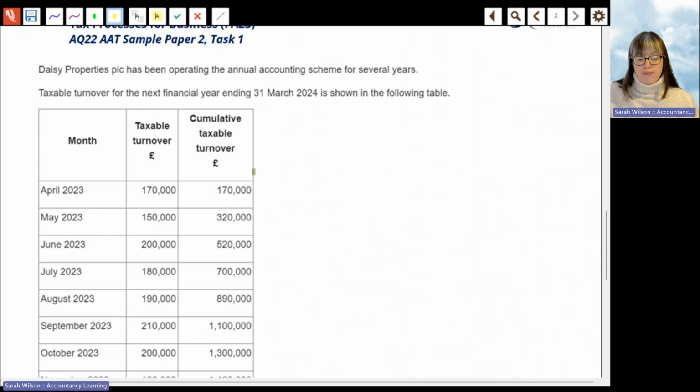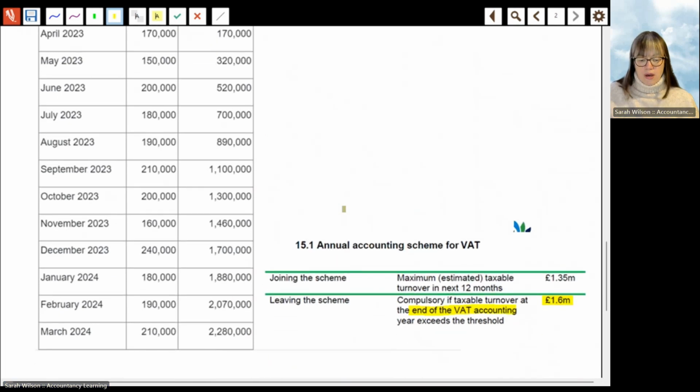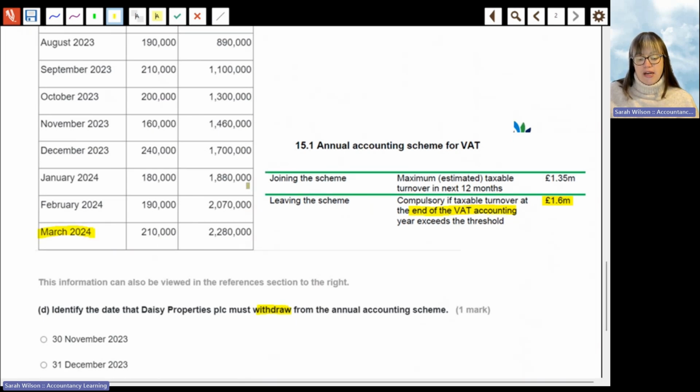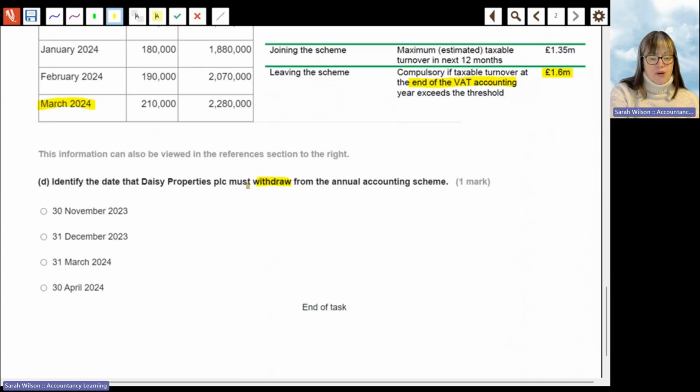So when we look at our question, the next financial year ending the 31st of March 2024, so that's the end of our accounting year, we can see that we're going to exceed it in December. There's our 1.7 million. However, because it's compulsory at the end of the accounting year, you're going to be looking at March 2024 is when they must leave the scheme. So our answer for that question will be 31st of March 2024. And that completes task 1.